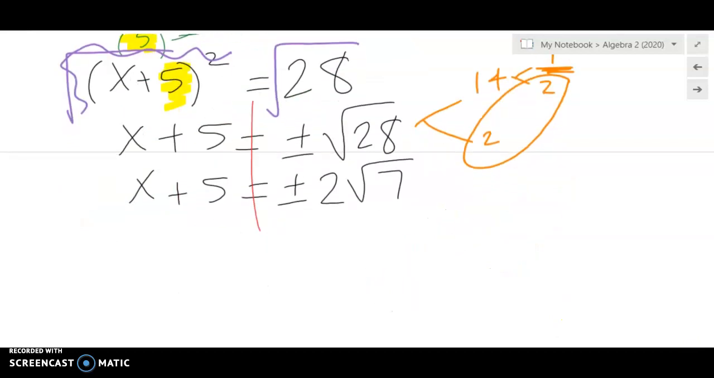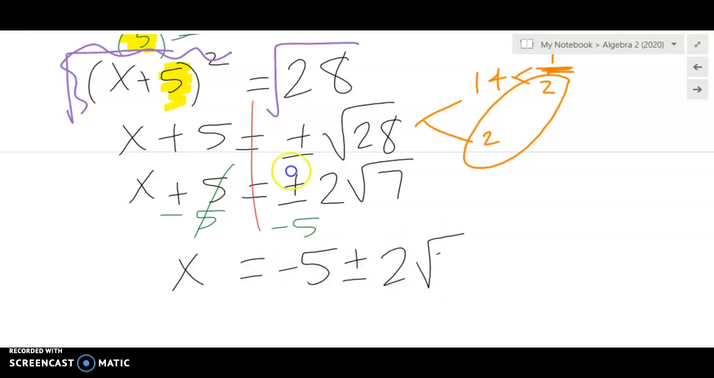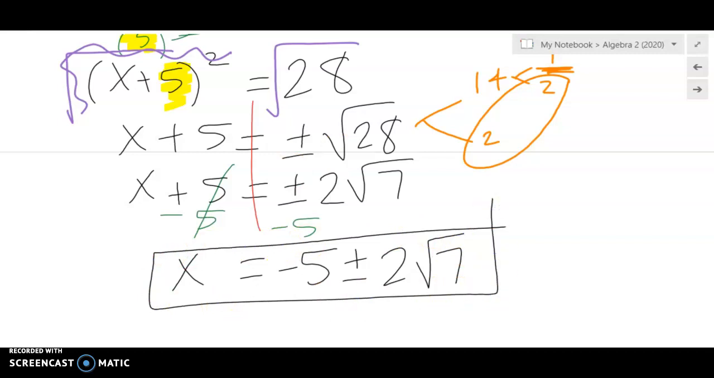x is not completely alone. I need to move this 5 to the other side. Make sure you put it in the front. So x = -5 goes first, then ± 2√7. And now x is by itself. That is our final answer.